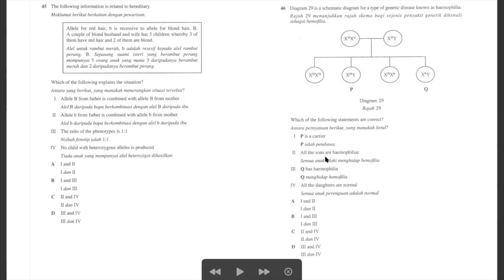All son are hemophilia. Okay, tengok son dia, XY. Salah sebab apa? Yang ni seorang je hemophilia. Yang ni tak hemophilia. Yang ni normal. Boleh faham?